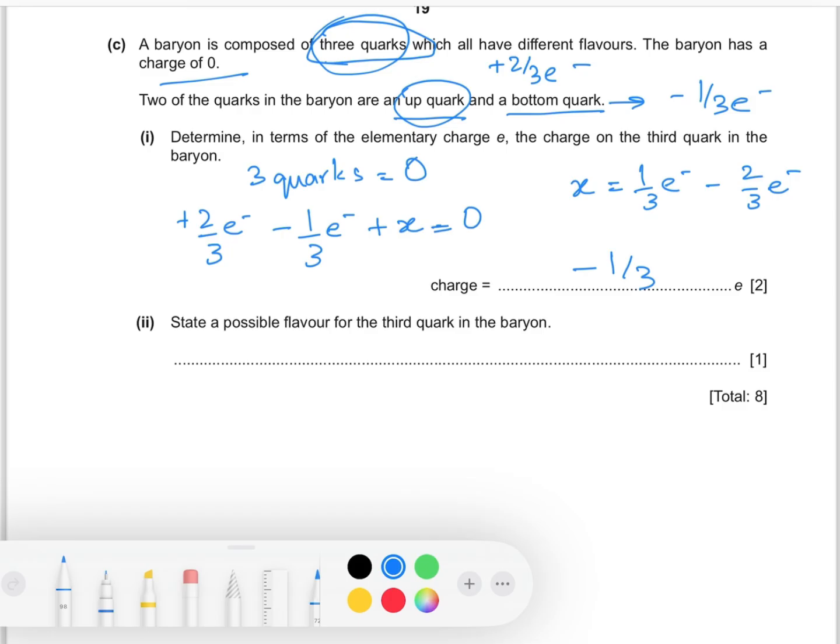State a possible flavor for the third quark in the baryon. Okay, so negative charges are carried by down, strange, or bottom quarks. We know that this is not a bottom quark, otherwise the question would have said so. The question says one of the quarks in the baryon is a bottom quark. That means the other negative quark must be another negative quark. That leaves you with a down or a strange quark.